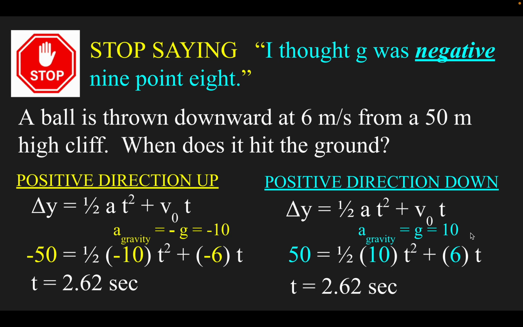So my friends, please just use g is 9.8 or 10, and let your choice of positive or negative direction decide whether the acceleration due to gravity is going to be plus g or minus g.